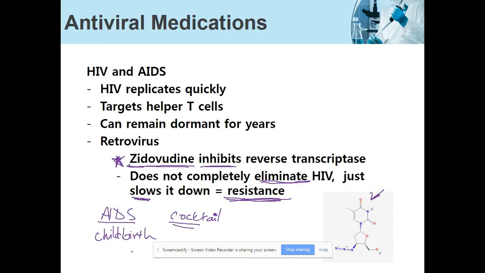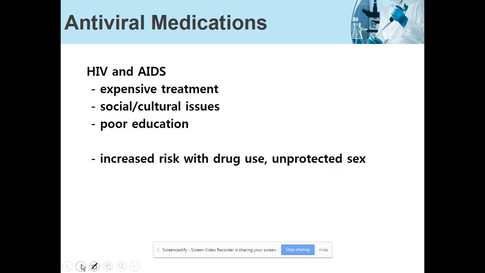There's a lot of blood, and so it's actually fairly easy for the baby to contract HIV during childbirth. So if we can suppress the virus a lot just during that time, mom is still HIV positive, but maybe we can prevent the baby from contracting the virus.